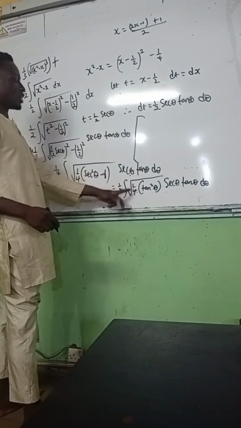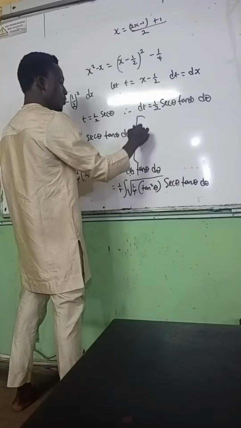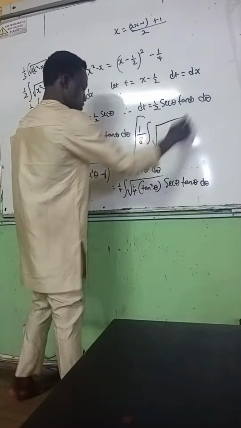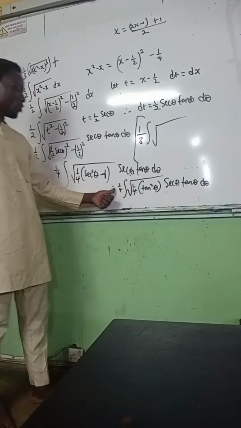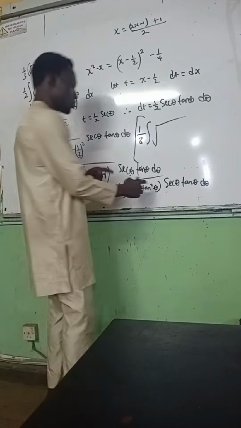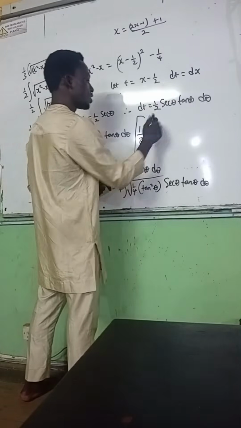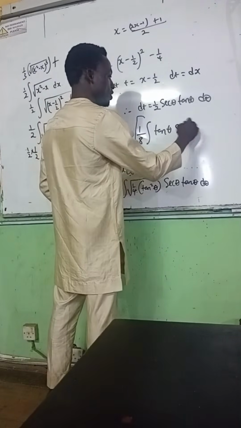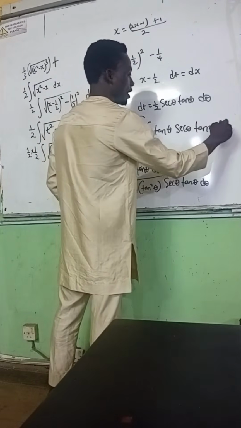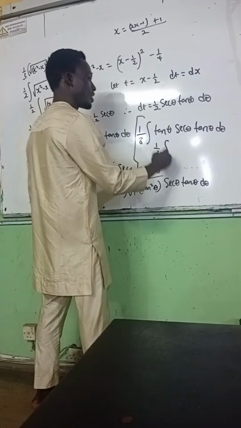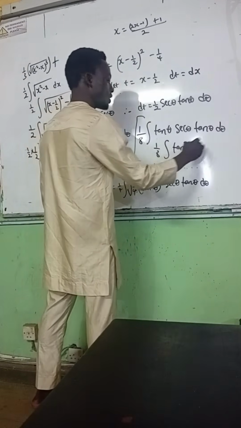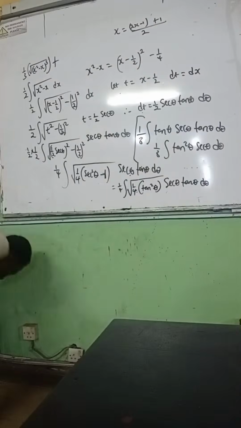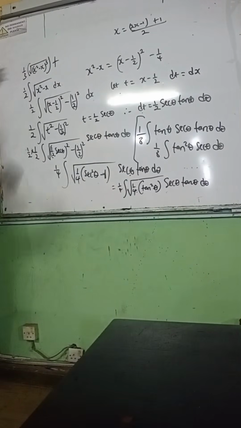So root 1 over 4 is 1 over 2. So 1 over 2 can come out to give us 1 over 2 times 1 over 4, 1 over 8. Integral of this 1 over 4 under root, that's 1 over 2. It can come out, 1 over 4 times 1 over 2. So the square cancels the root. So we have tan theta there, tan theta, sec theta, tan theta, d theta. So this gives us 1 over 8 integral of tan square theta sec theta d theta. This is the first answer here.